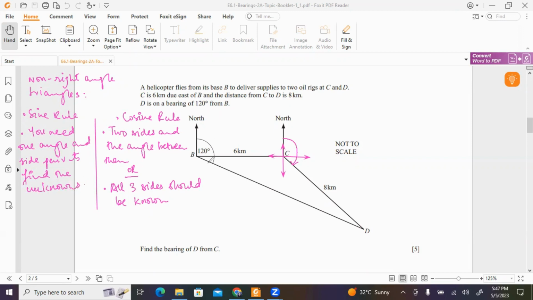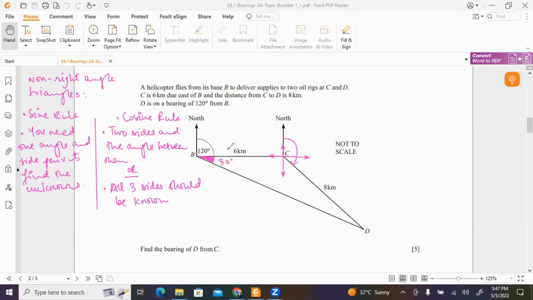In our case, if you look at the triangle, we do not have all three sides. We do not have one angle and its corresponding side. However, we have two lengths, but we don't have the angle between them. However, if we look at this angle over here, we can find this angle. This angle would be 30 degrees.